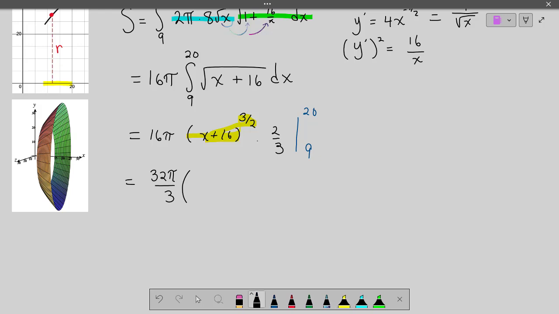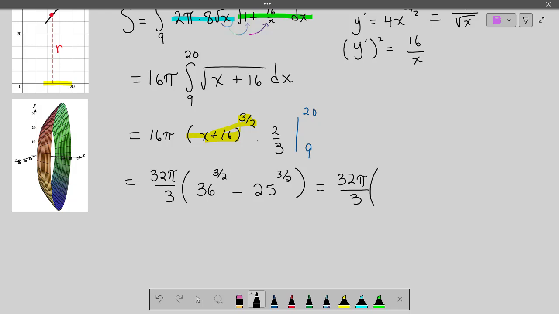Plug in 20. 20 plus 16 is 36. So we're going to have 36 to the 3 halves, that we can simplify, minus 25 to the 3 halves. That can be simplified. So we have our constant out in front.